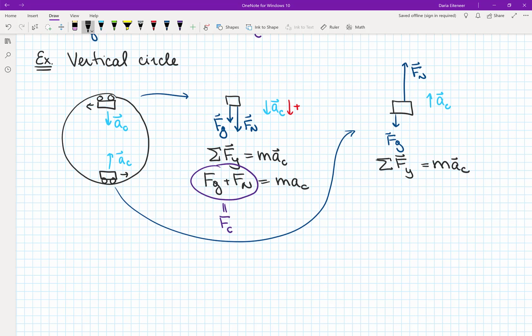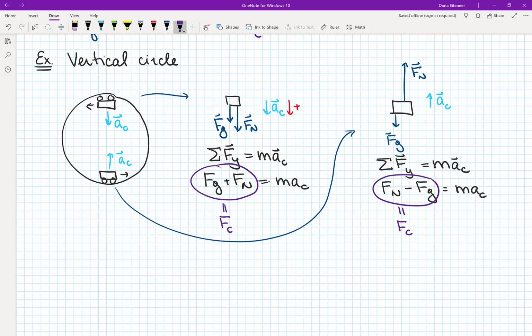So again, I'm going to write sum of all forces is equal to mass times centripetal acceleration. This time I will write it as Fn minus Fg equals mass times centripetal acceleration, right? So this is the combination of forces that gives us centripetal force. Okay? So notice that even within the same setup, even within the same motion, centripetal force doesn't have to stay written in terms of the same combination of forces. So it really depends on what's happening.